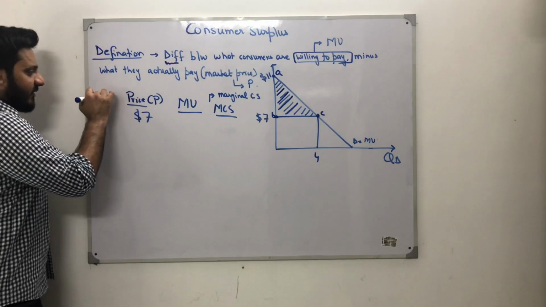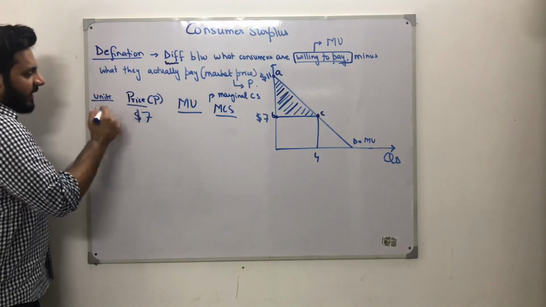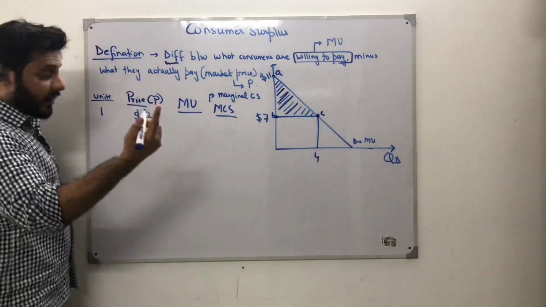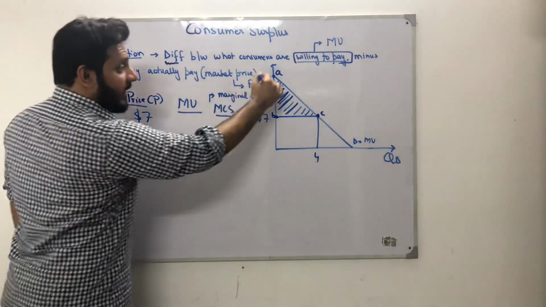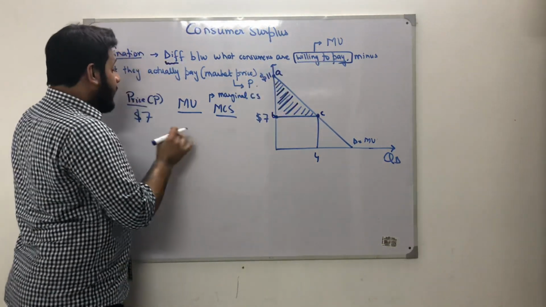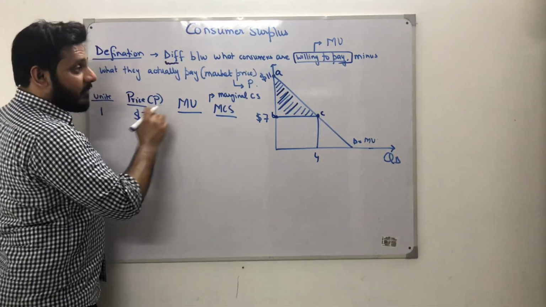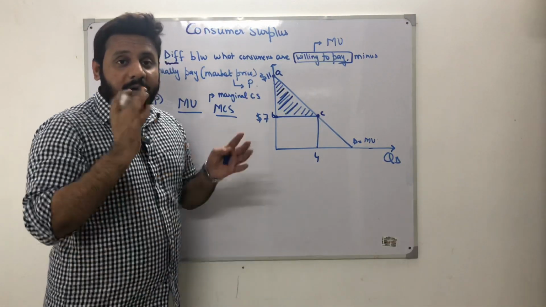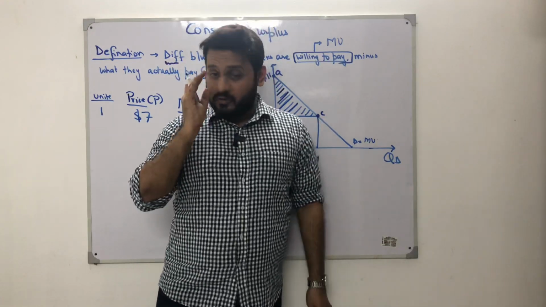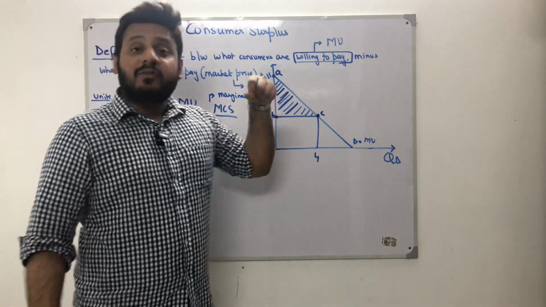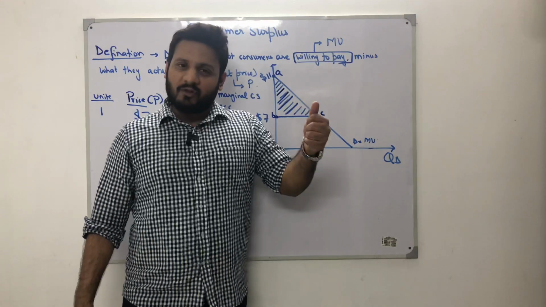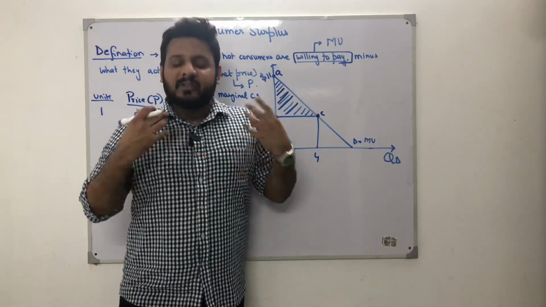So let's take units of chocolates over here. Let's say if I consume the first chocolate, I am willing to pay $11 for it. Gosh, $11 for a chocolate that is priced at $7, because for me, I love that chocolate. The first unit of chocolate will obviously give me a much higher utility.